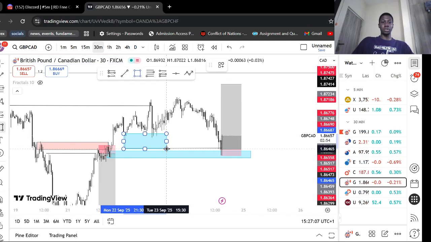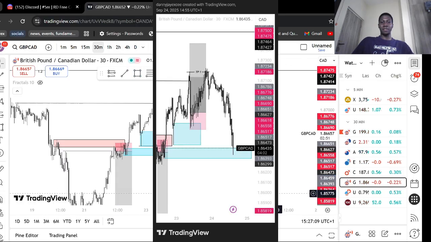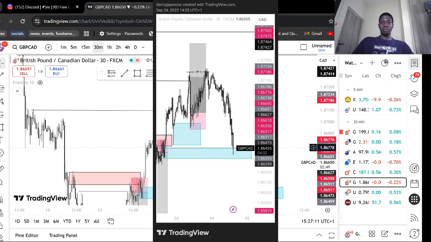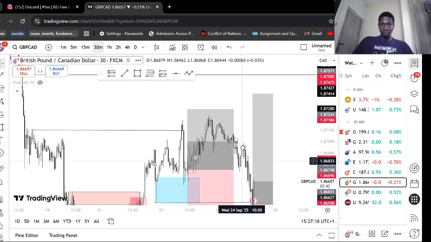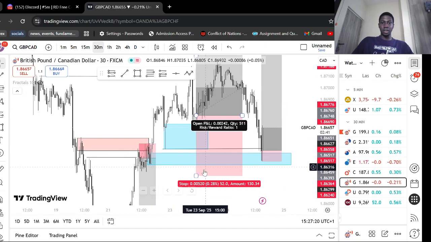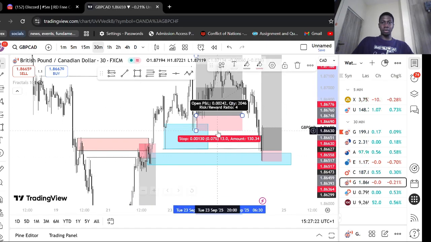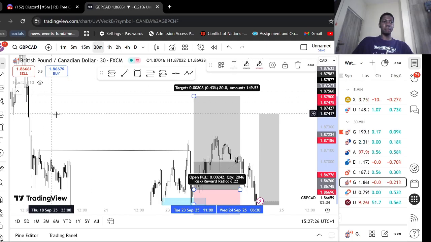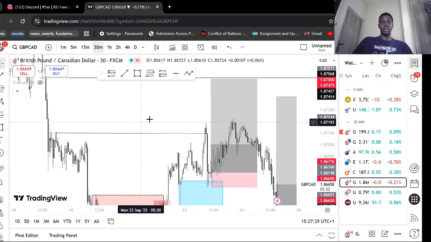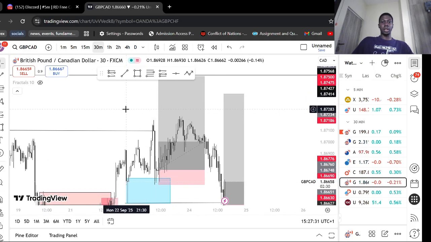I got in on this move at first, but it didn't hit my full take profit. I got in on this move around here, but it stopped me out at break even. My take profit was around here to fill in this imbalance, this supply zone. So to fill in this imbalance, price just hit my take profit.